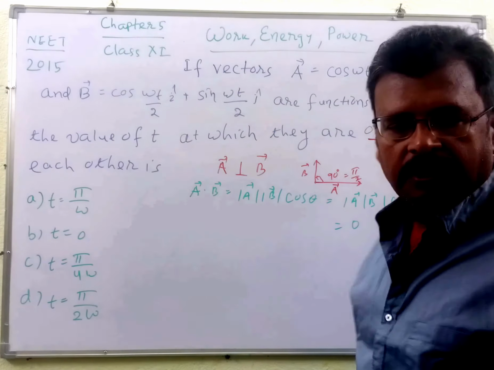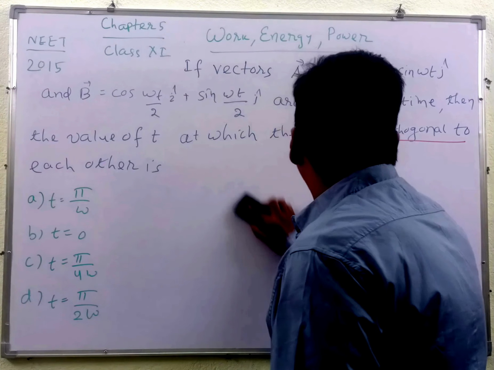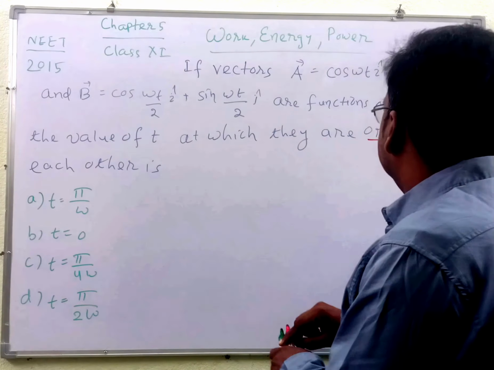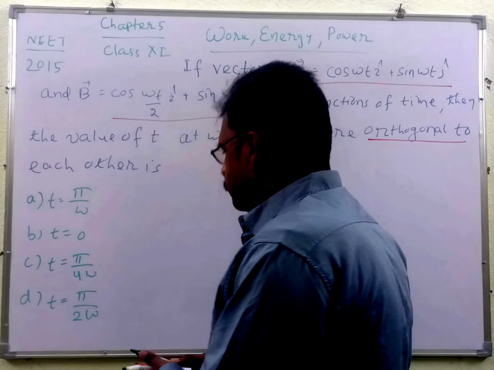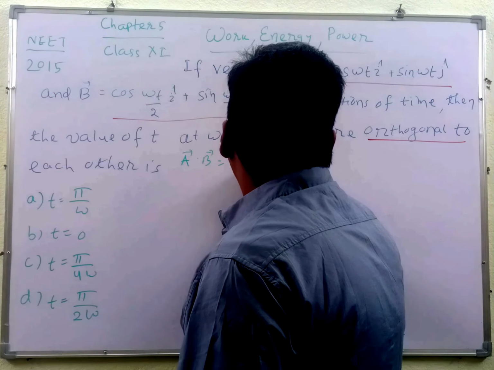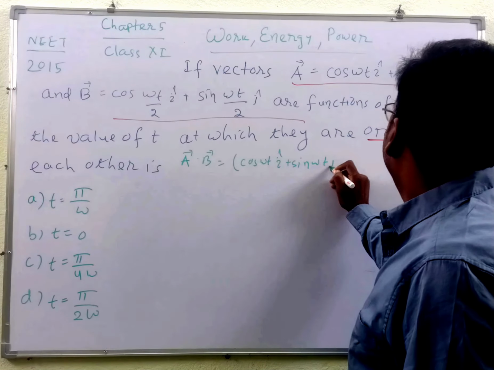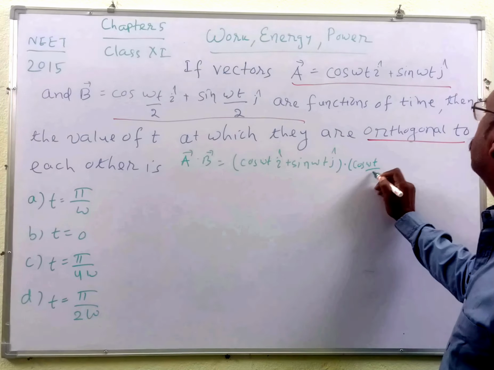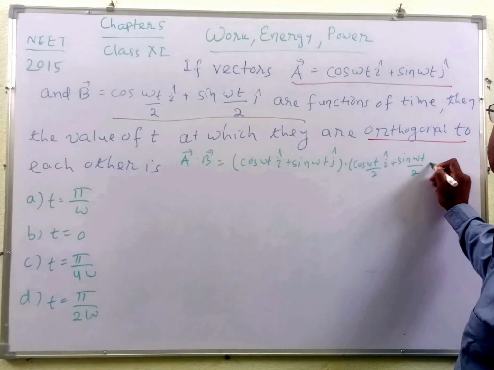Let us see what is the dot product of these two vectors, student. If they are orthogonal to each other, then their dot product should vanish. So student, let us find out the dot product of the two vectors. A is given by this much, B is given by this much. So students, A dot B will be equal to cos omega t i cap plus sin omega t j cap dot cos omega t by 2 i cap plus sin omega t by 2 j cap.